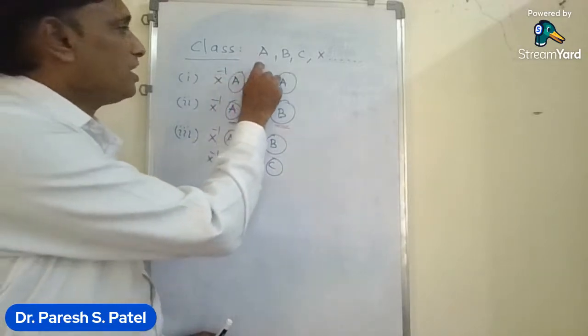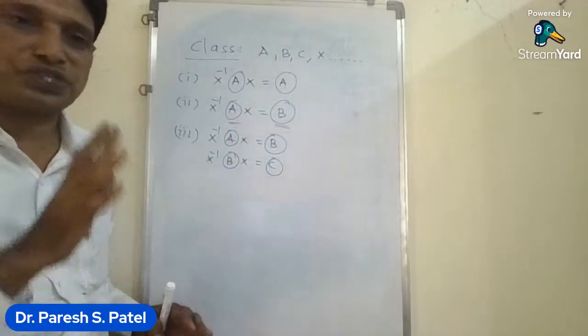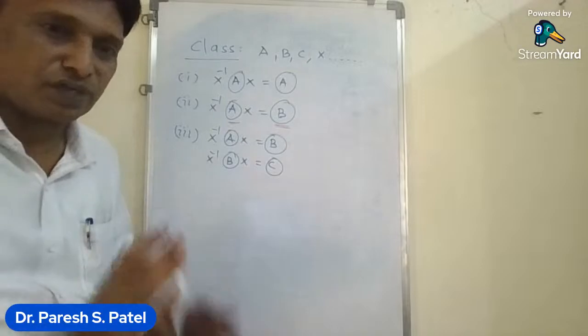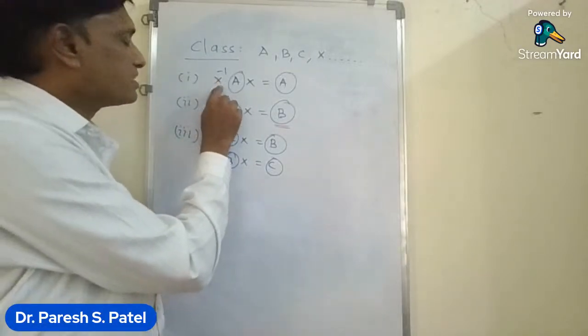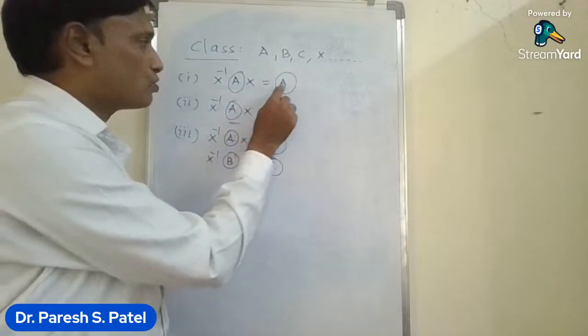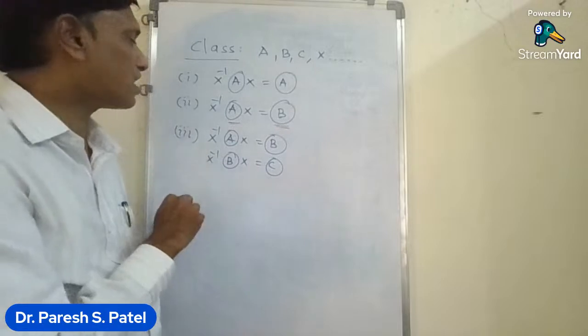First, A, B, C, X. These are the different symmetry elements of a particular group. If it satisfies x inverse A x is equal to A, it means A is conjugate to itself to form an individual class.